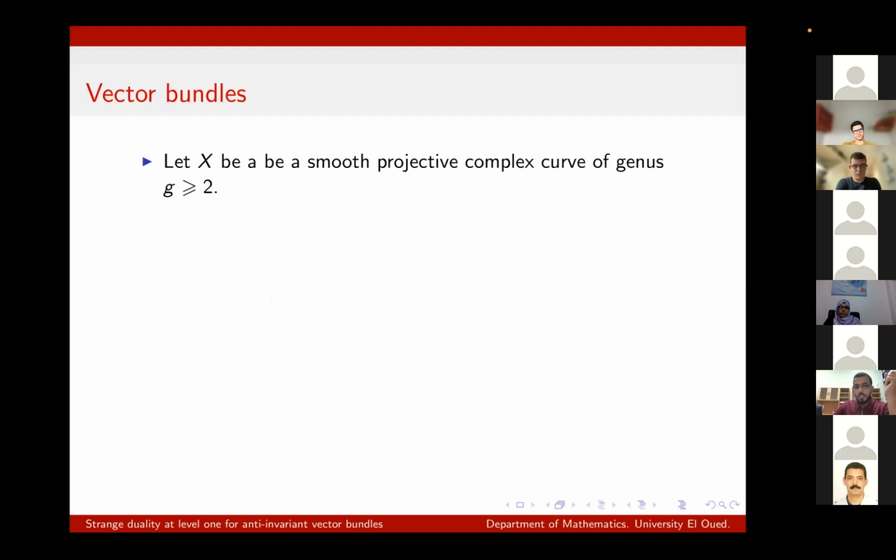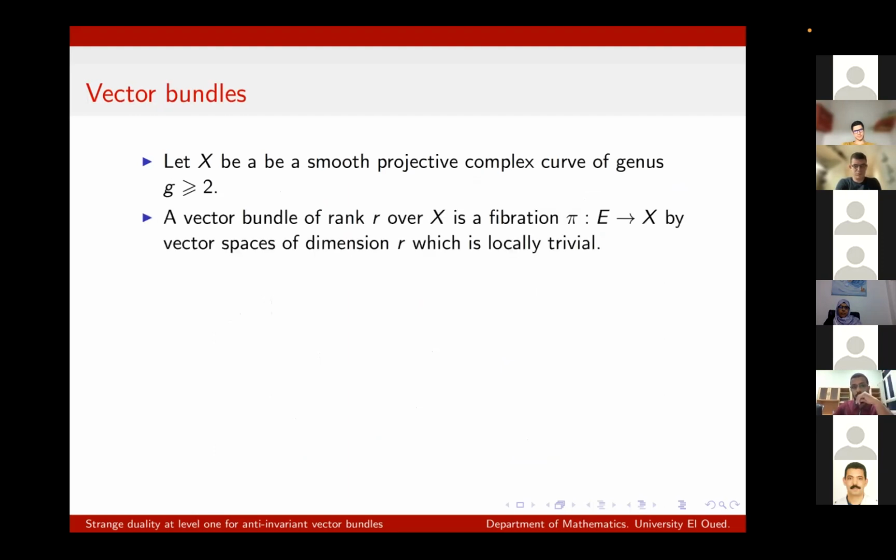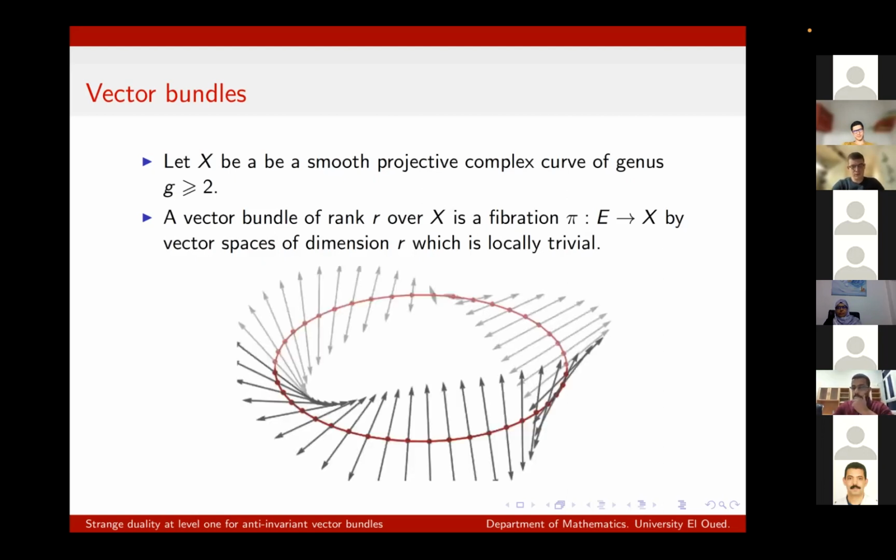So if you fix a smooth projective complex curve X of genus g greater than or equal to 2 from now on, a vector bundle over X is a family of vector spaces of dimension r, with the condition that they are locally trivial. You can think of this as, for example, this picture, which gives you a vector bundle, in this case a line bundle, because it's a fibration by lines over the circle. And the total space in this case is, as you see, the Möbius strip.